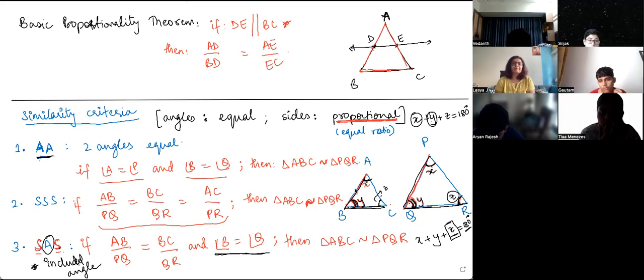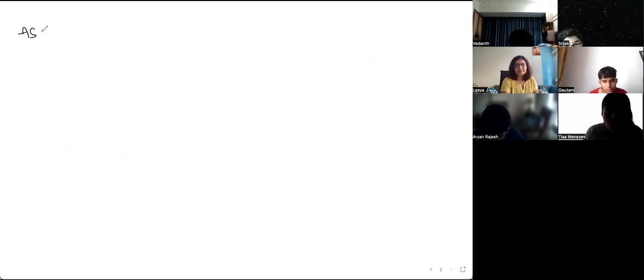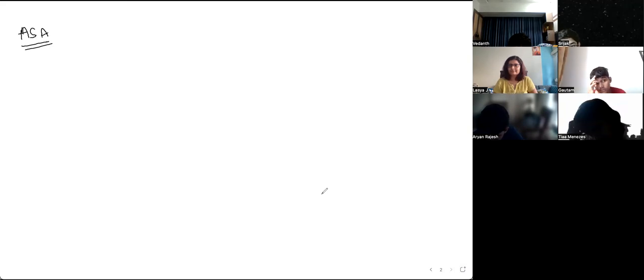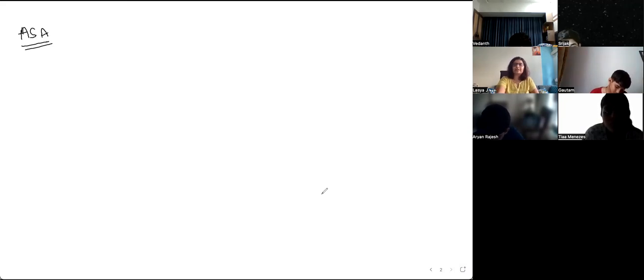Okay. So these are the three similarity criteria. We have AA, SSS, and SAS. In congruency, you also had ASA, right? Will ASA apply in similarity? Yeah, why not, Gautam? I was thinking what would be the reason. See, think about it and tell me, guys. Why don't we have ASA in similarity?